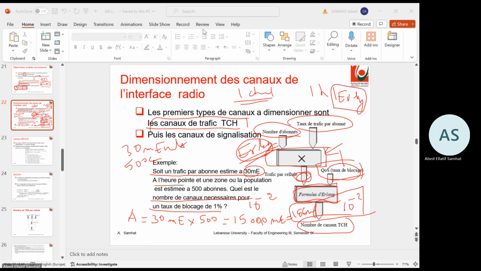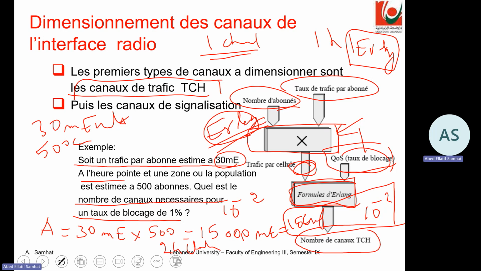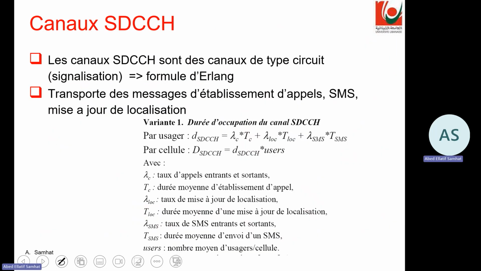Okay, I will give you the Erlang table. So based on the Erlang table, it will be around 24 channels. So we need 24 channels here. Okay. So this is the way, based on the traffic and the quality of service, we find the number of required channels. Typically this is for the traffic channel.